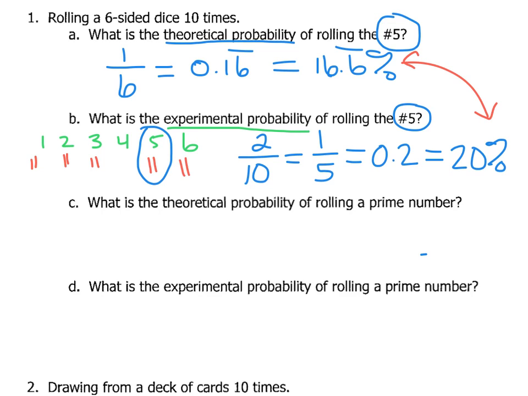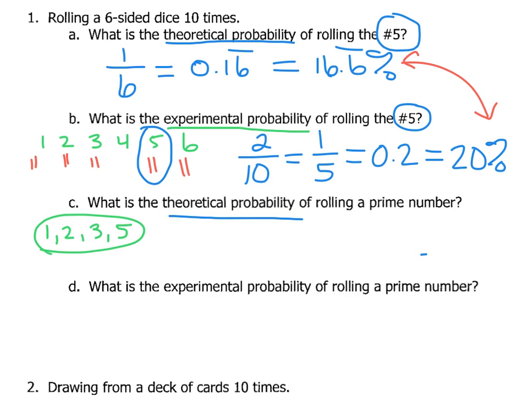All right, so the next question, what's the theoretical probability of rolling a prime number? So again, theoretical is what we think should happen. On a number cube, the prime numbers are 1, 2, 3, and 5. Remember, prime numbers are numbers where you can only multiply the number by 1 and itself to get that number. So 4 isn't prime because 2 times 2 equals 4. 6 is not prime because we can do 2 times 3 to get 6. So these are the prime numbers right here.